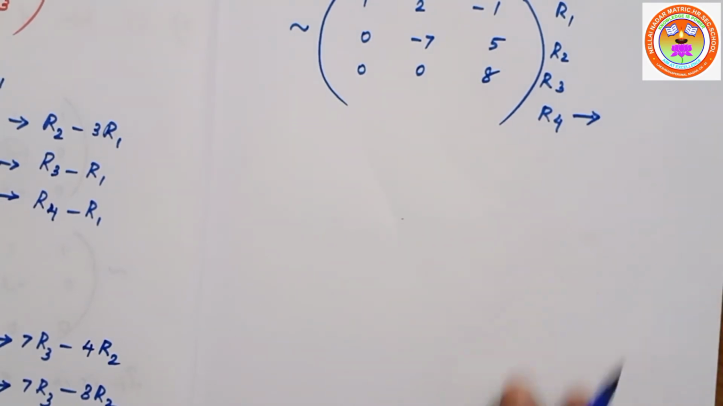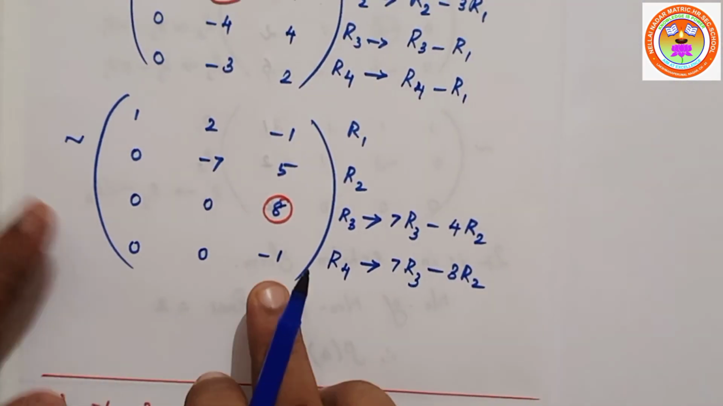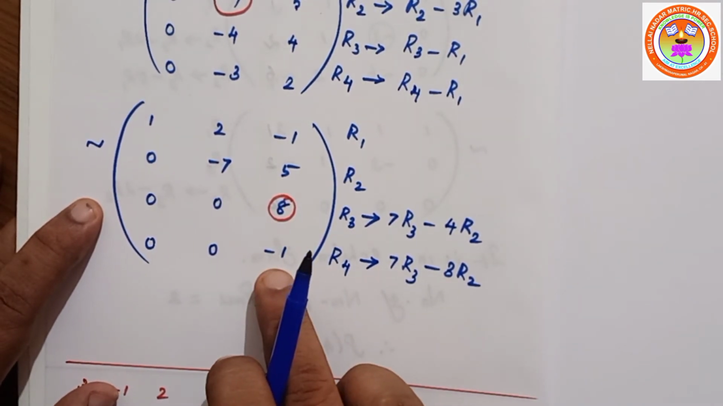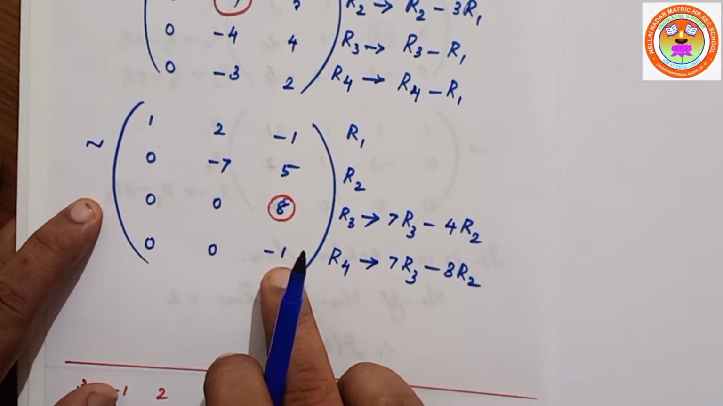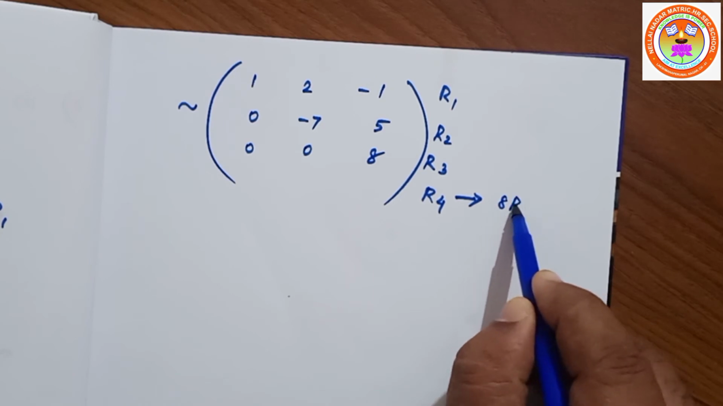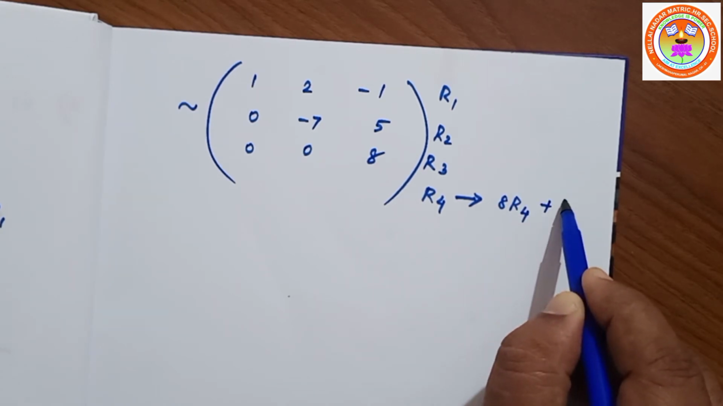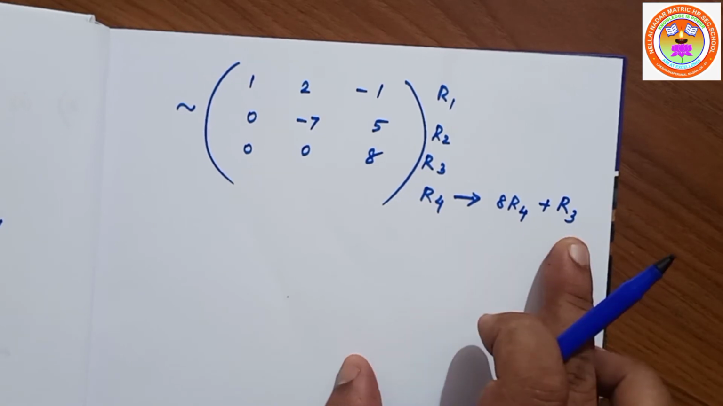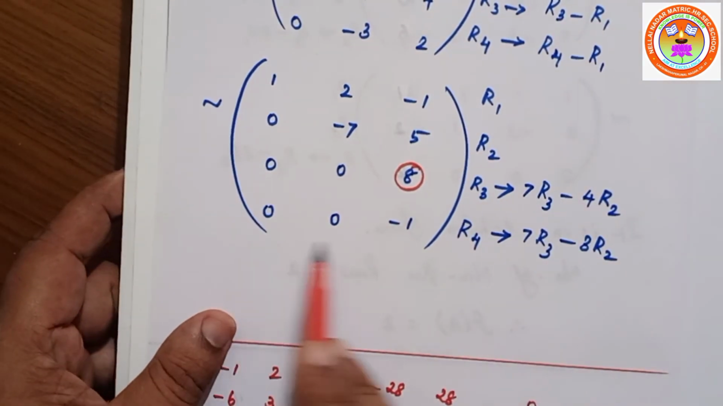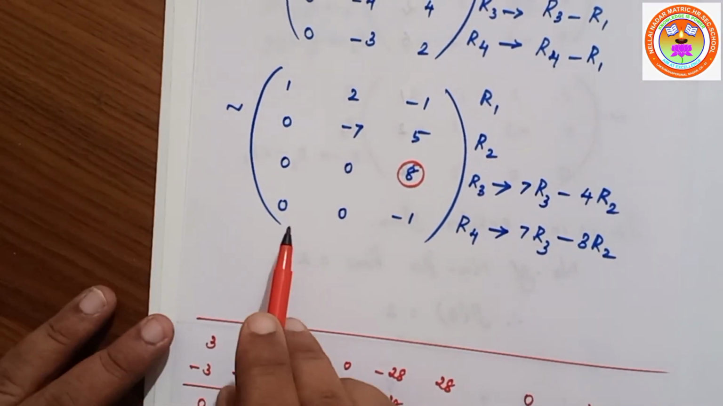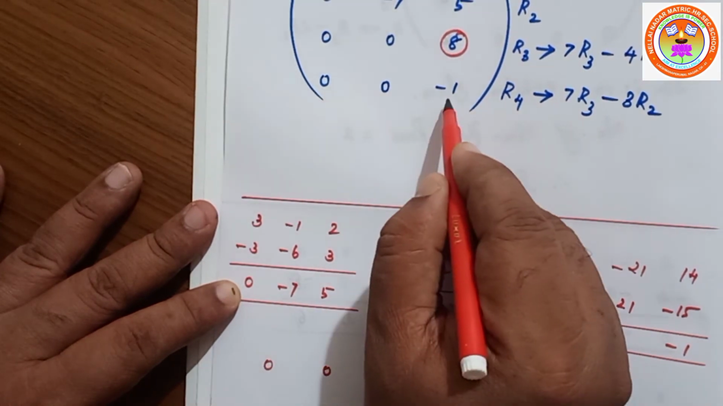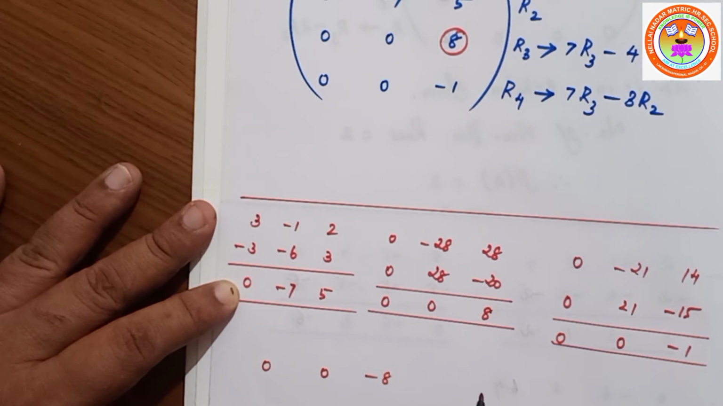R4 implies, listen carefully, here we have minus 1, here we have 8. Since it is 8, it has to be minus 8, right? We just multiply it by 8. So 8 times R4 plus R3. 8 times R4 means you have to multiply the 4th row by 8 alone. If you multiply it by 8, you'll be getting 0, 0, minus 1 into 8 is minus 8.